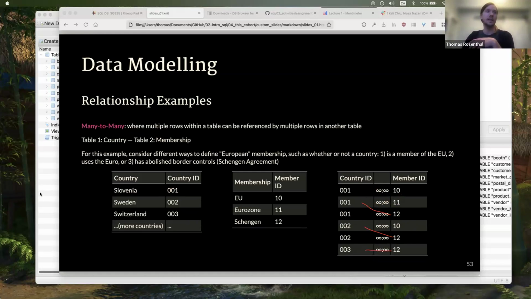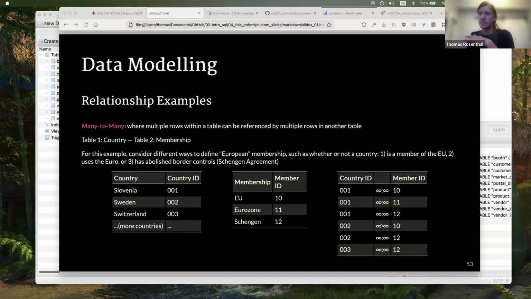We go through the other 2, right? Sweden is in the EU, but it doesn't use the euro. So we do not have a record for 02 to 11, right? That's where that Eurozone relationship would exist. And for Switzerland, neither in the EU nor using the Eurozone, but it has abolished border control, so it would exist just in that direction. So for each of these, we're establishing a many-to-many relationship.